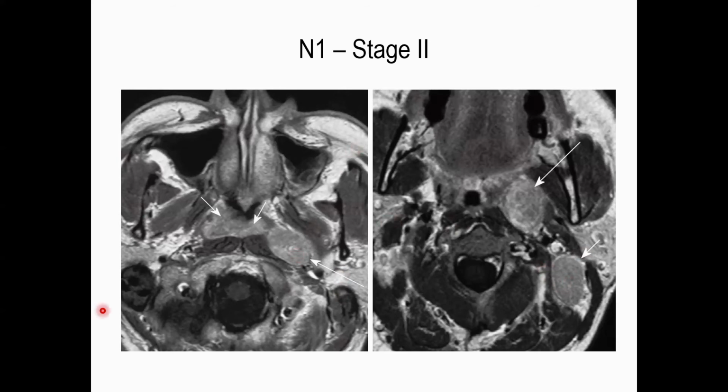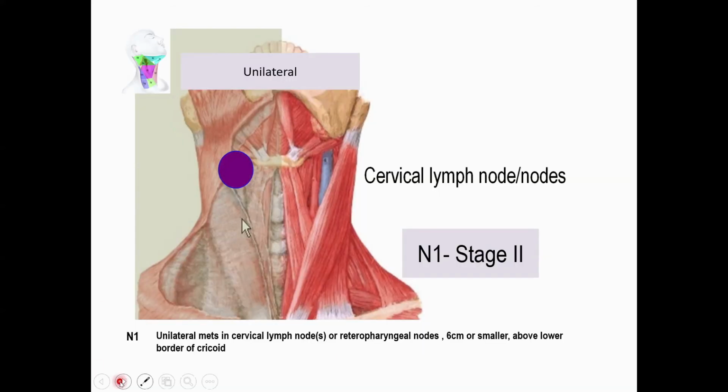Now coming to the next. You have a single node or multiple nodes on one side, it becomes N1. Retropharyngeal nodes, bilateral, it is only N1. So if you have unilateral Mets or retropharyngeal nodes, 6 centimeter or smaller, above the caudal border of the cricoid cartilage, single or multiple, then it becomes only N1.